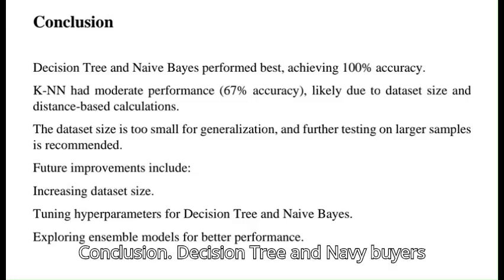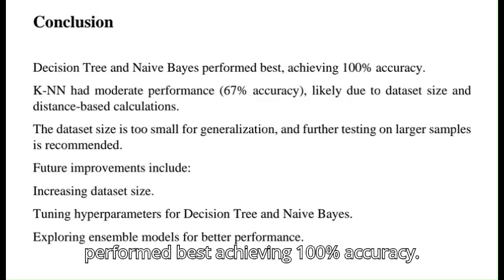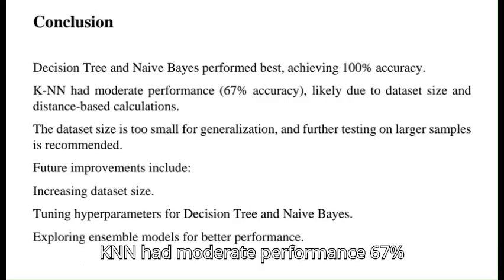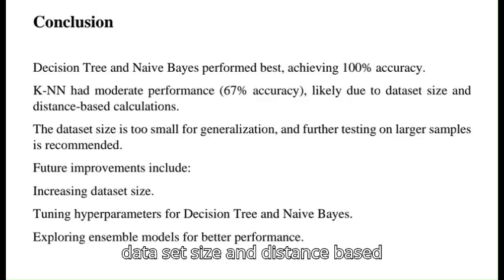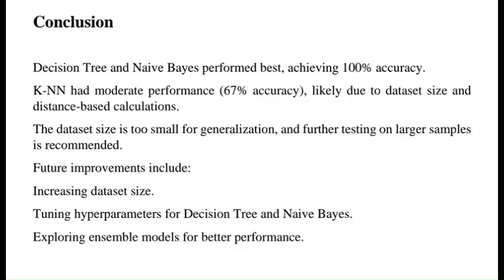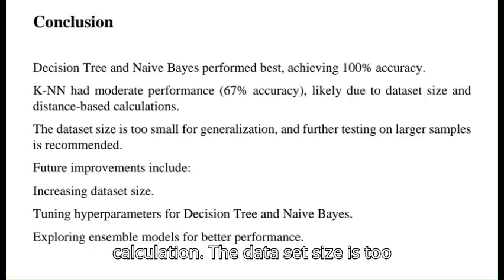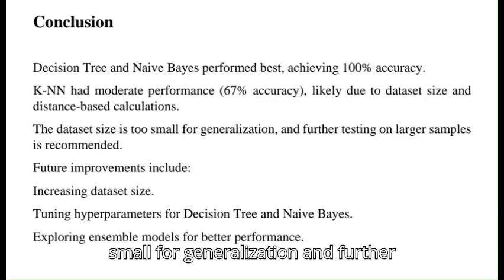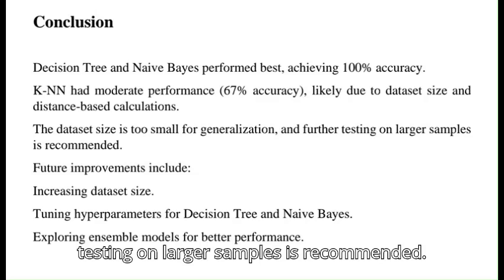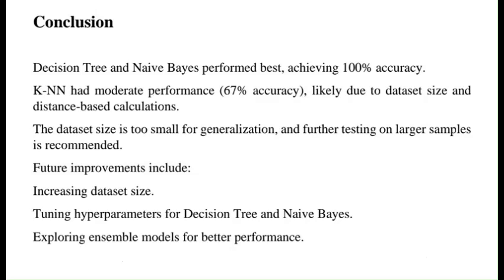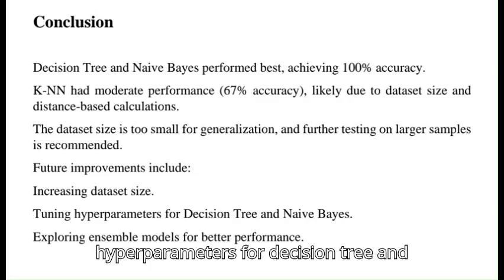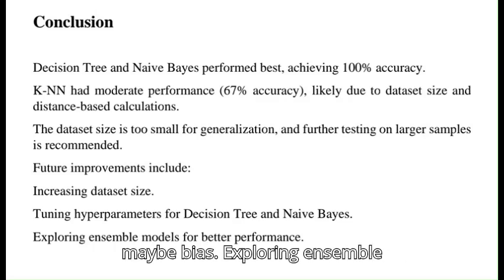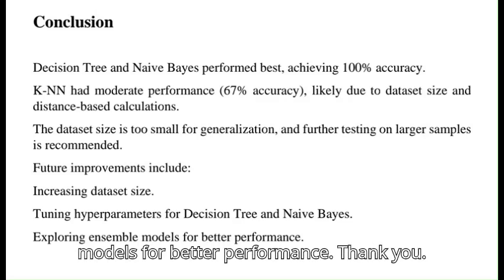Conclusion: decision tree and Naive Bayes performed best, achieving 100% accuracy. KNN had moderate performance, 67% accuracy, likely due to dataset size and distance-based calculation. The dataset size is too small for generalization, and further testing on larger samples is recommended. Future improvements include increasing dataset size, tuning hyperparameters for decision tree and Naive Bayes, and exploring ensemble models for better performance.